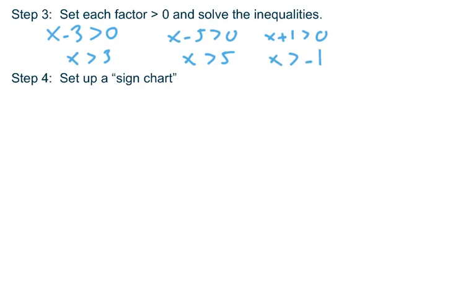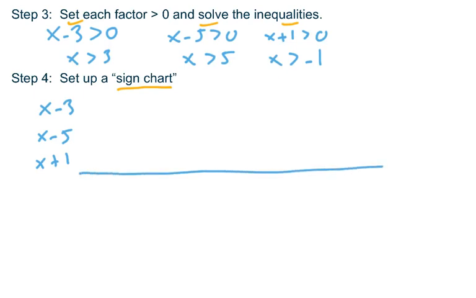Now we create what we call, or what I call at least, a sign chart. And this is very similar to my previous video, so I hope you'll see the similarity. What you do with your sign chart is you take all the factors that you considered in step 3, and you list them one over another. So x minus 3, x minus 5, x plus 1. And then below that, and to the right a little bit, you create a number line. And in your number line, you just want to make sure that you have room for the values you got when you solved these inequalities.